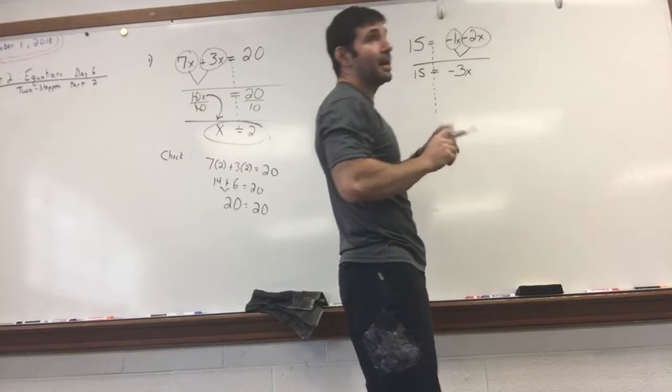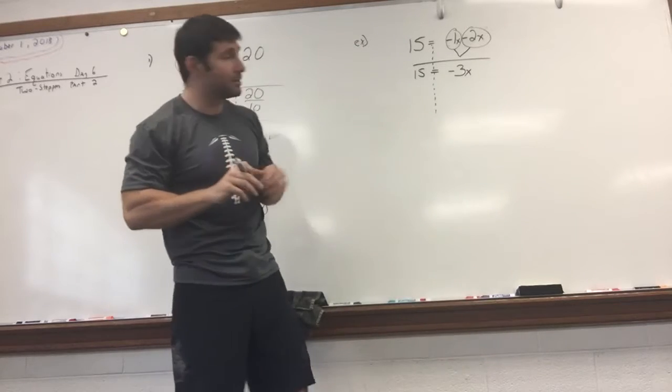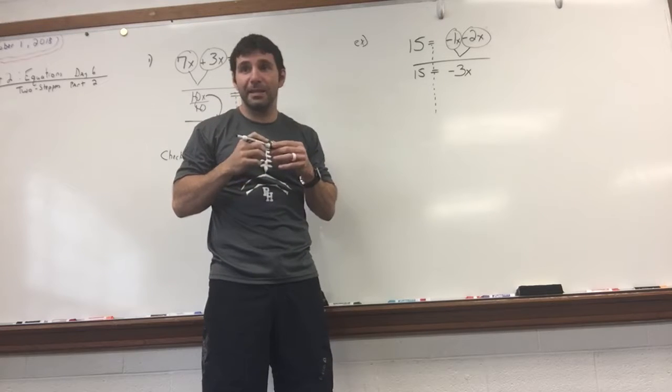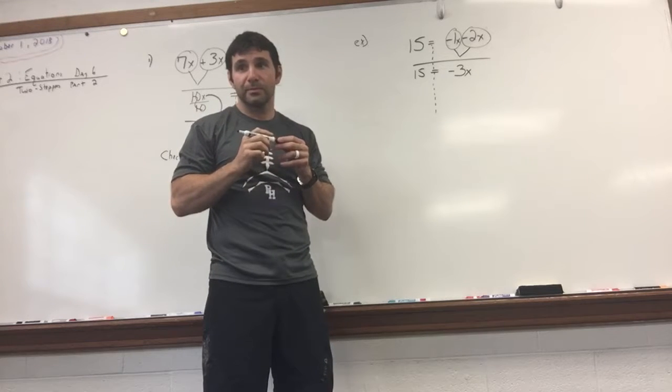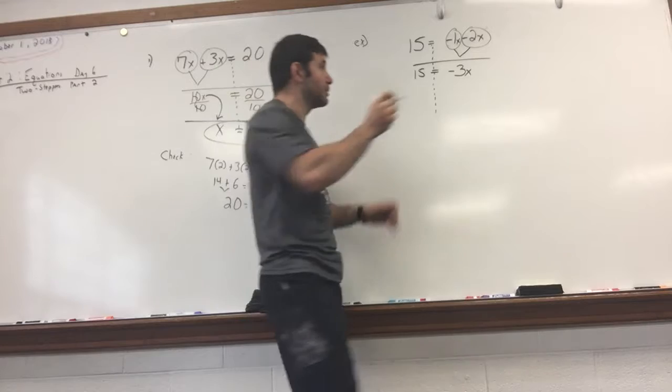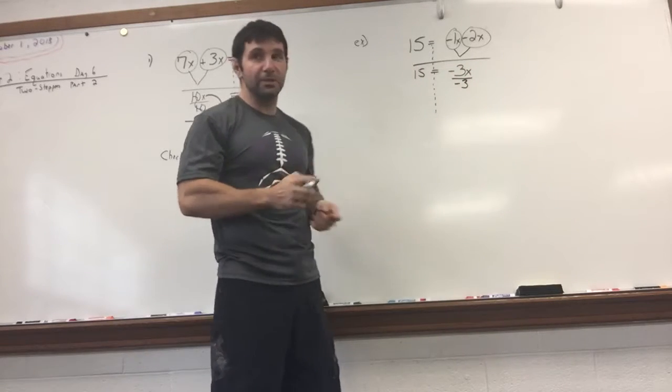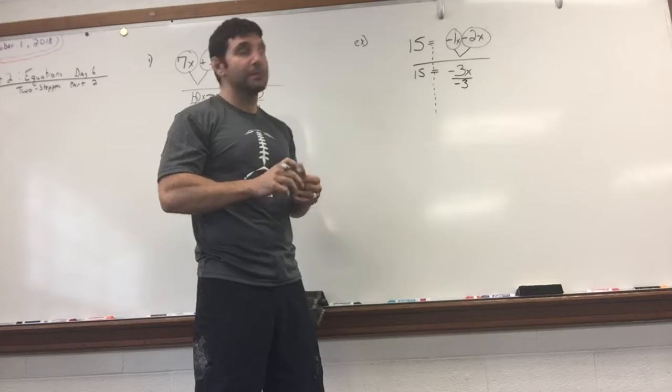Negative 3 times x. Who haven't I heard from? Melissa. What do I do? What inverse operation do I do to isolate the x? You would divide negative 3 by negative 3. Very good. I couldn't have said that better. What else do I have to do? Divide 15 by negative 3.